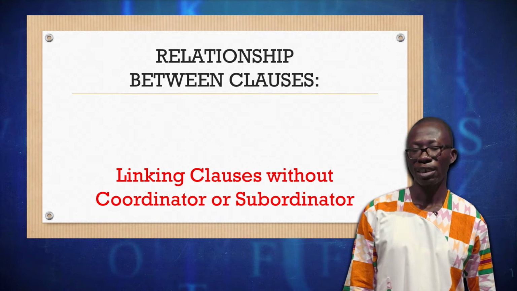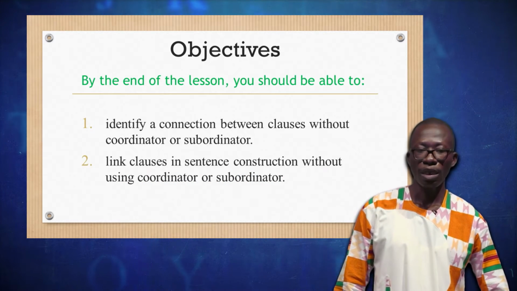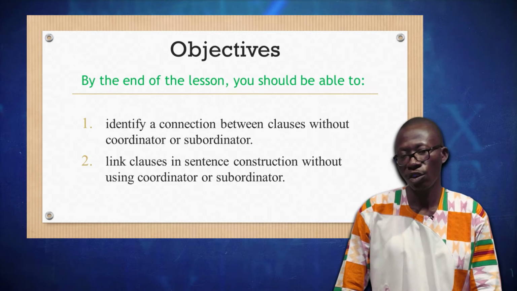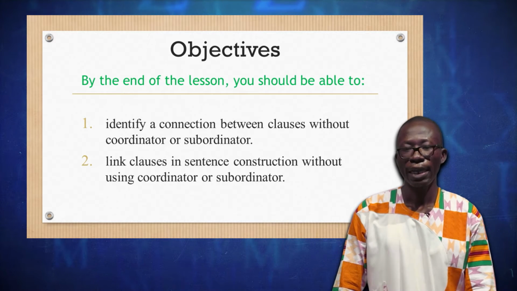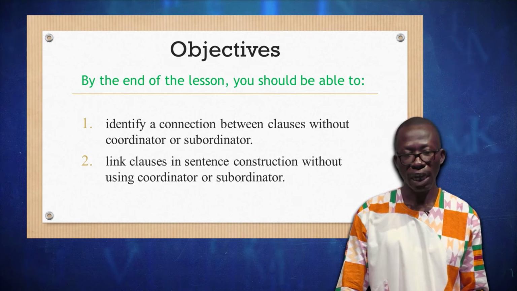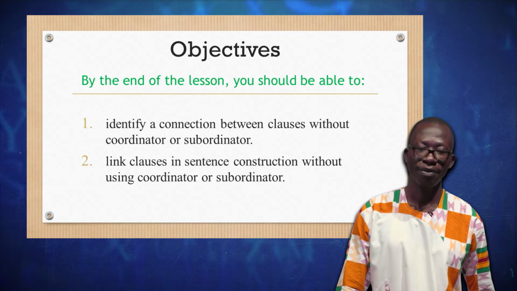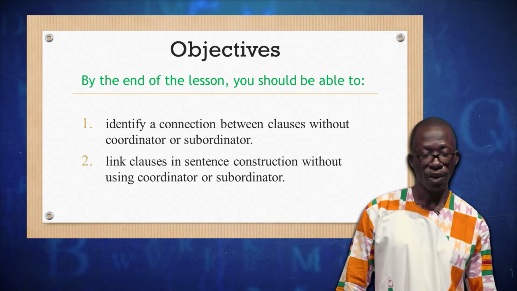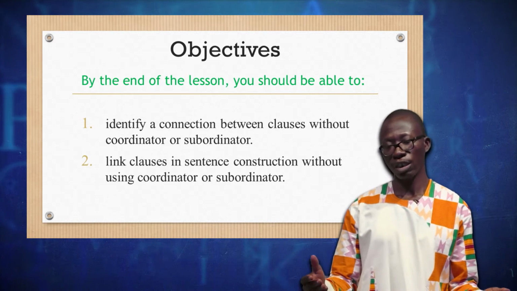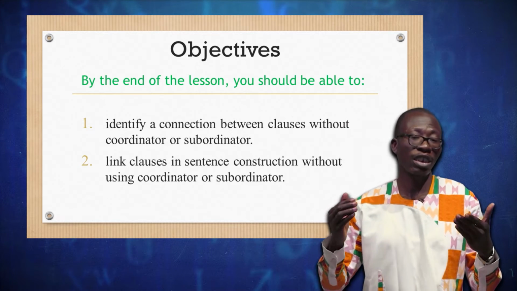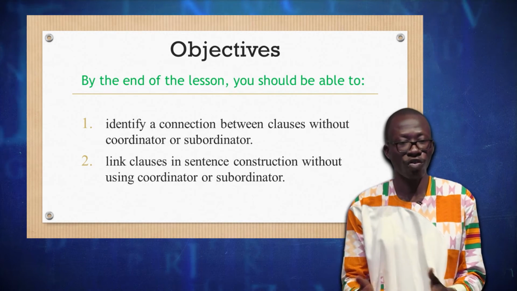Now let's look at the objectives for our lesson. Our first objective is that we should be able to identify a connection between clauses without coordinator or a subordinator. Even though there won't be a coordinator or a subordinator between our clauses or linking our clauses, we still should be able to find a link between them.